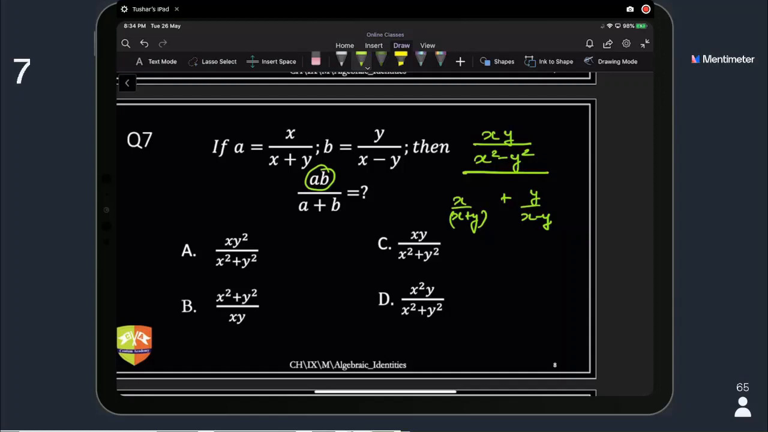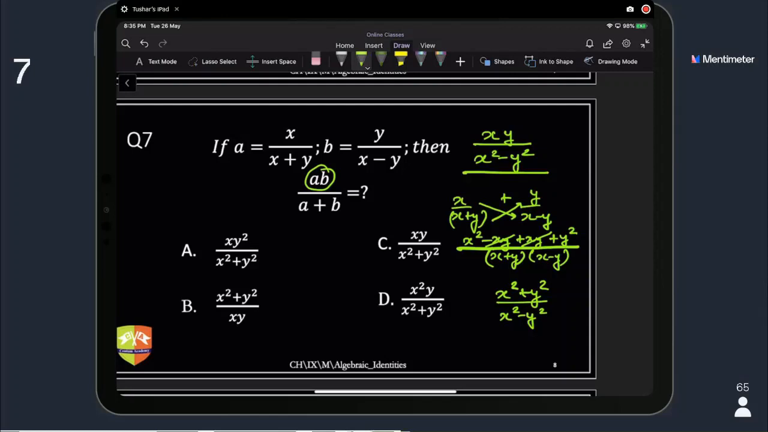So the common denominator is again x plus y times x minus y. Hence it is x square minus xy. This will multiply like that, and this will multiply like that. So this is again plus xy plus y square. So minus xy plus xy cancels both, right? So this is x square plus y square, and in the denominator it is x square minus y square.